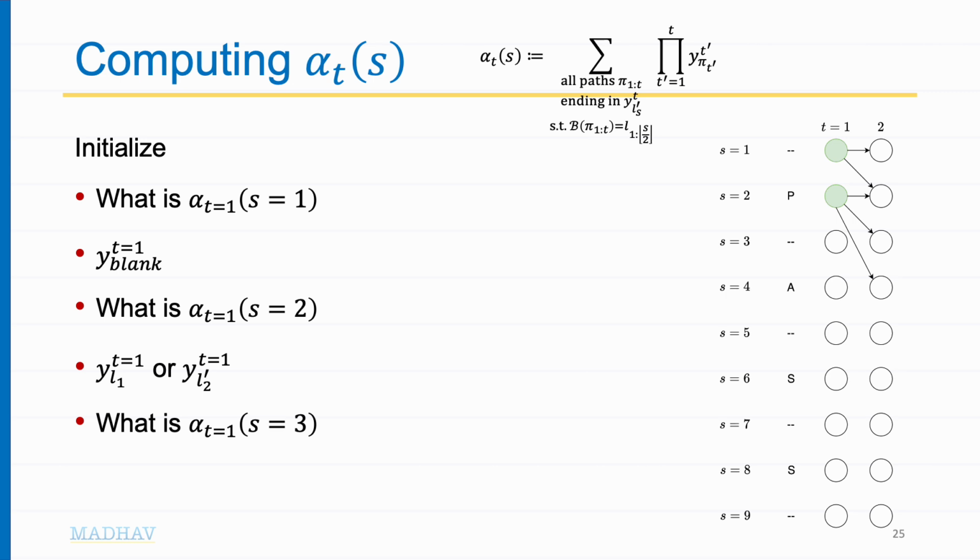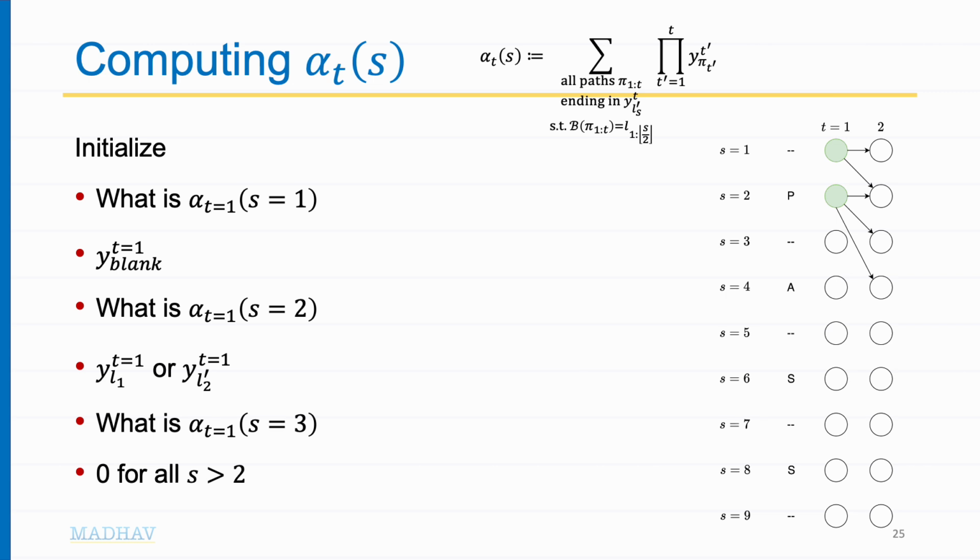It's not a valid path. Then probability is 0. Very good. So probability is 0 because none of these paths, any path which starts from here or here or here, are valid paths. So their probabilities are 0. Probability of getting a PASS from those paths is 0, in other words, right? So it is 0 for all s greater than 2.